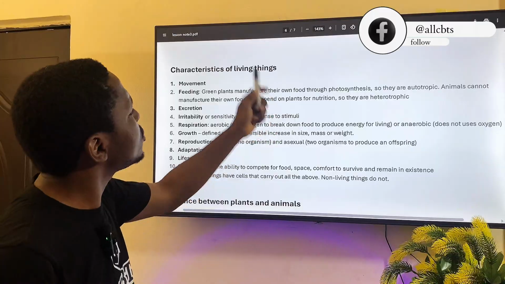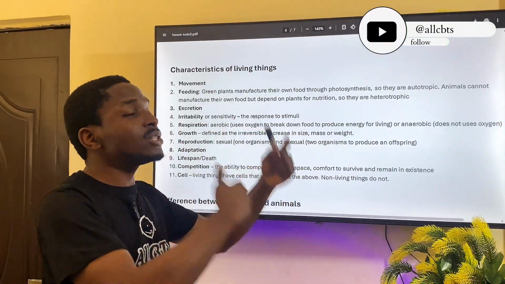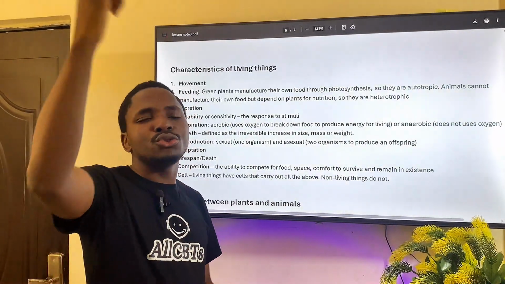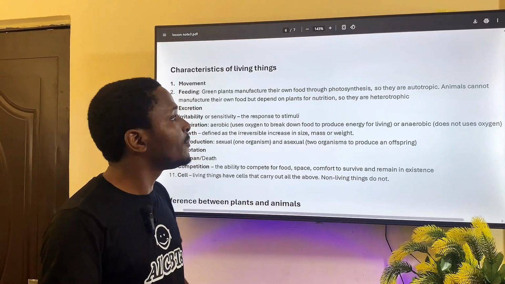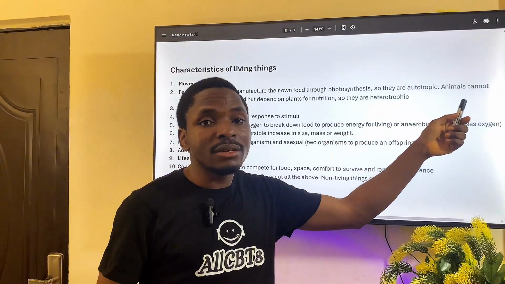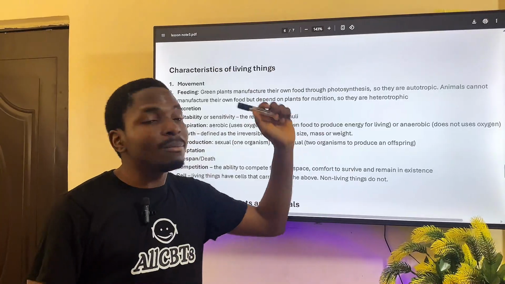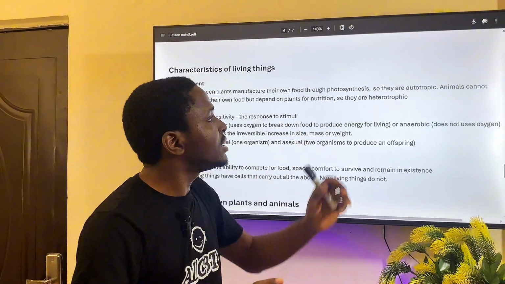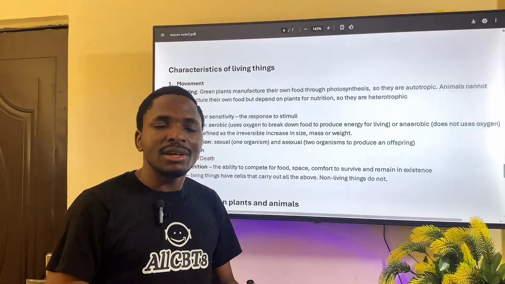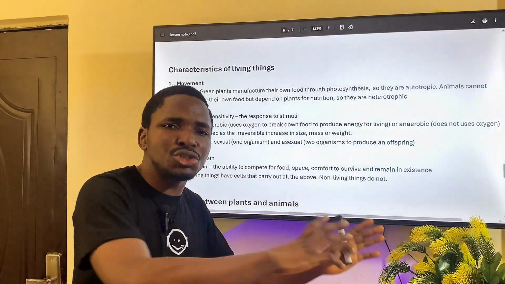Green plants manufacture their own food through photosynthesis. What is photosynthesis? The process of making your own food through sunlight. And that is a feature of green plants. So they are autotrophic. Animals cannot manufacture their own food, but depend on plants. So we call animals heterotrophic, because we depend on plants for our nutrition.